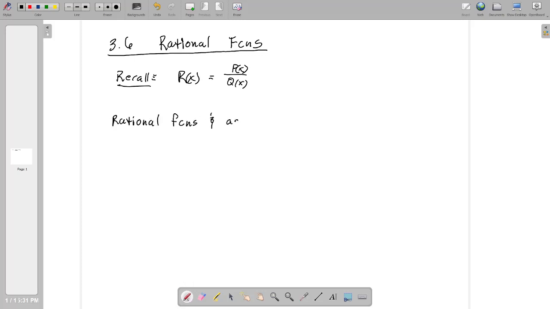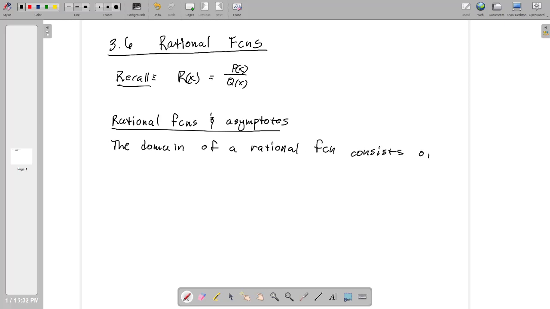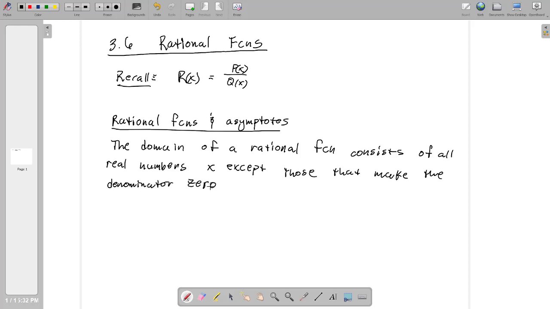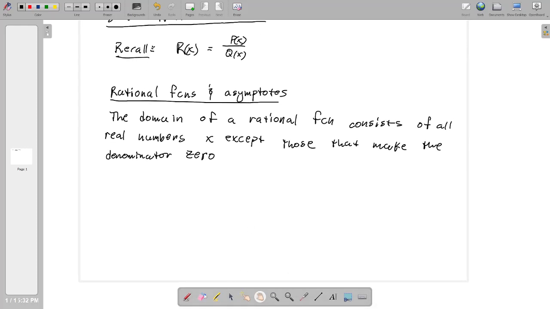Rational functions and asymptotes. The domain of a rational function consists of all real numbers x except those that make the denominator 0. So I'm going to show you an example of this, and we've talked about this before as it relates to domain, but we're about to get into the asymptotes.